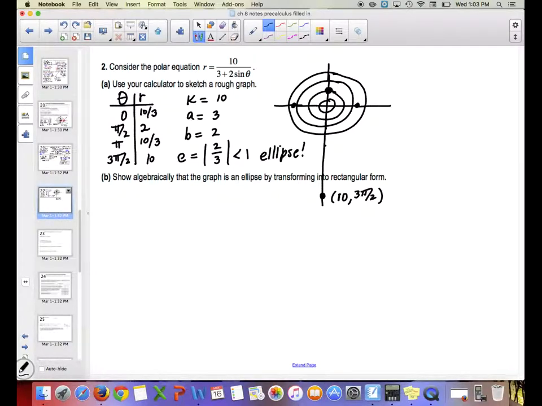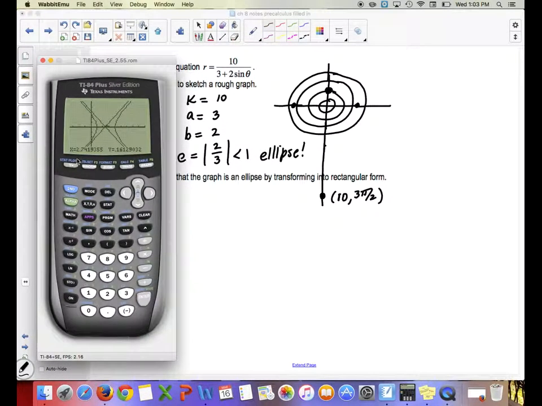So when we graph this, it should kind of follow the points that we have there. As I go to my y equals equation and start putting in this equation, I have 10 over parentheses 3 plus 2 sine of theta. Are you noticing that the sine things are vertical and the cosine things are horizontal? So we hit graph.